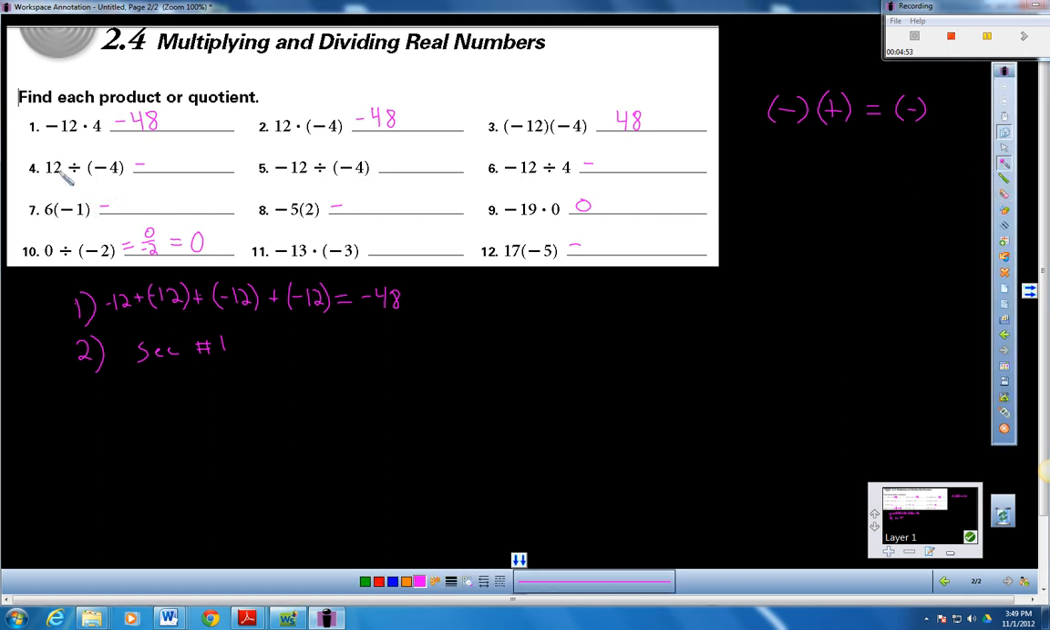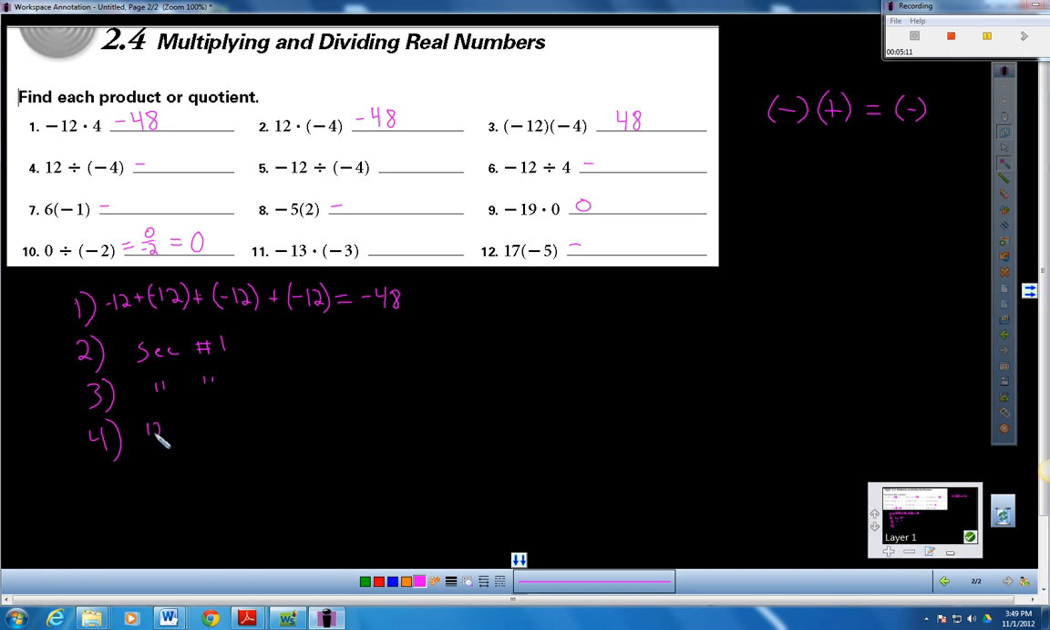And then 12 divided by negative 4. Now 12 divided by negative 4, I did want you to show work for that one. Remember, for number 3, we didn't need to, we can just put ditto marks there. Number 4, 12 divided by negative 4.